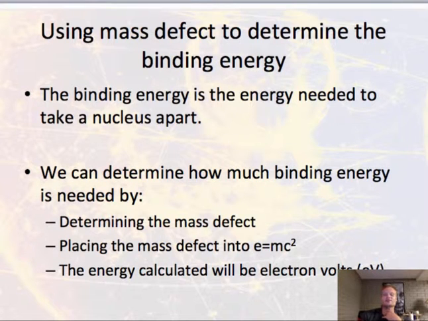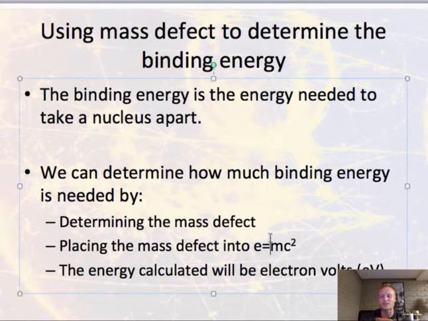So, what can I do with that mass defect piece? Okay, if I can calculate the mass defect, what can I do? Well, basically, I can determine how much binding energy is needed to hold that thing together. To figure that out, I determine the mass defect by using the formula in the previous slide. Whatever that mass defect is, in our example it was 0.2 U, I can plug that into the E equals mc squared equation.